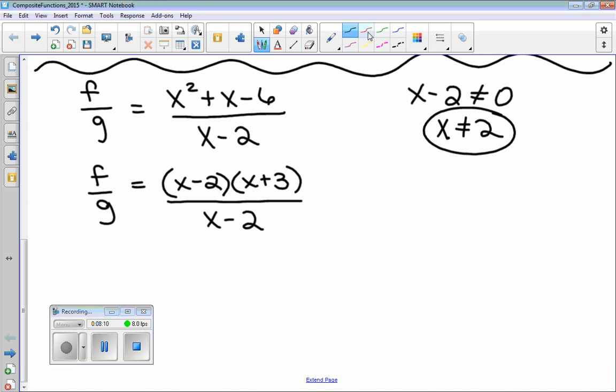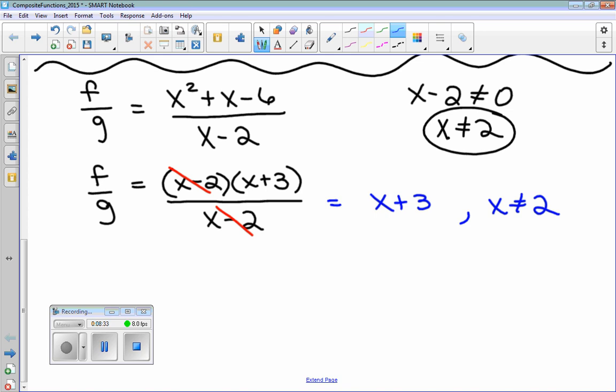So that would be a hole, though? Yeah, it would be a hole if I was going to graph it, which is still why it's a domain restriction. Still can't divide by 0, right? So the answer is going to be x plus 3, but x can't equal 2. All right? So that's how you would write that. The answer is x plus 3, but my domain restriction is x can't be 2.